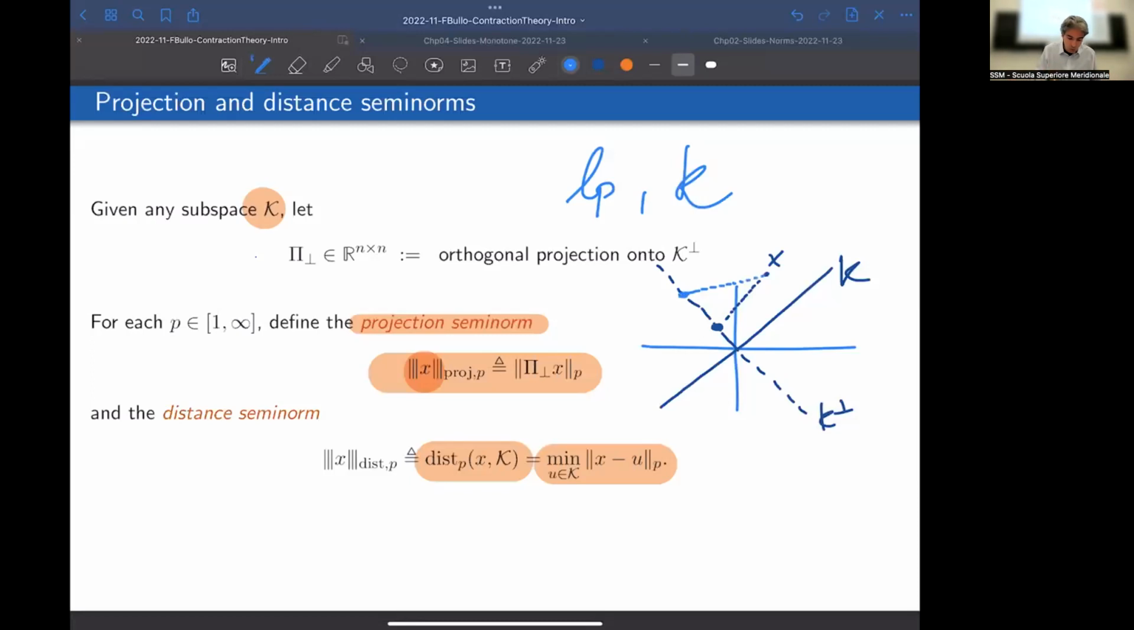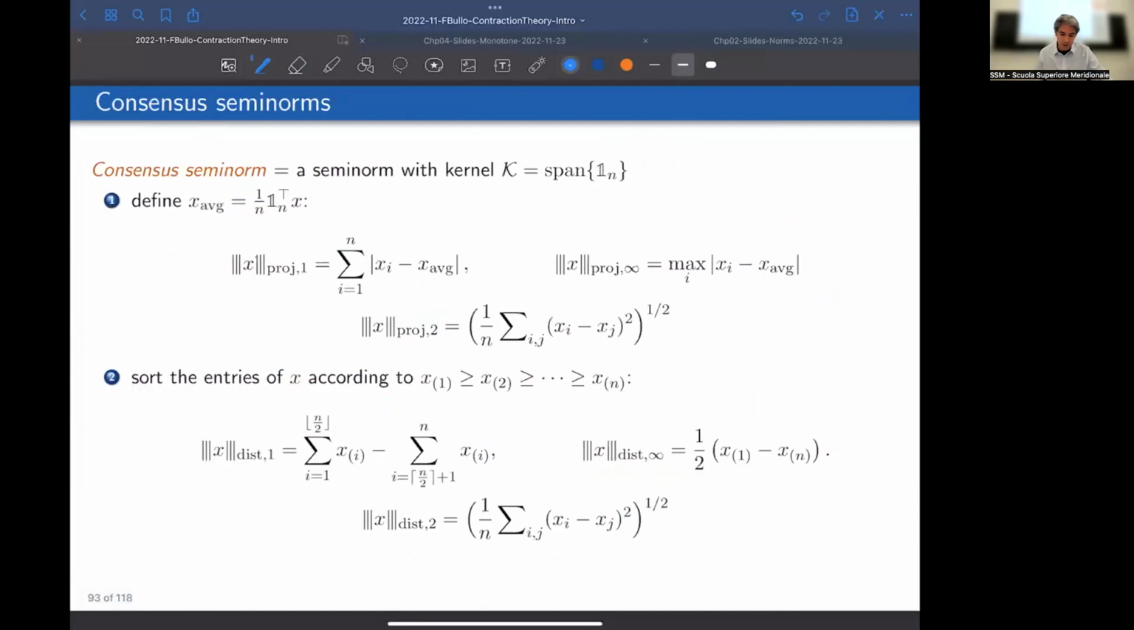What will be true is that, let me just write it. I'm using triple bar to denote semi-norm. If I use the two norm, whether I use projection or distance, it's the same. But if I use the one or the infinity norm, that's not going to be the same. They're genuinely different.